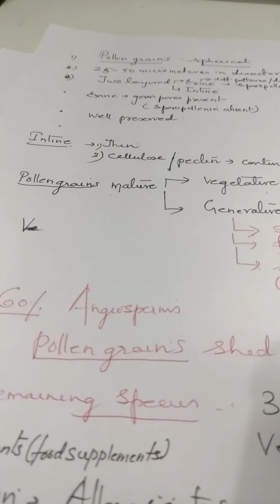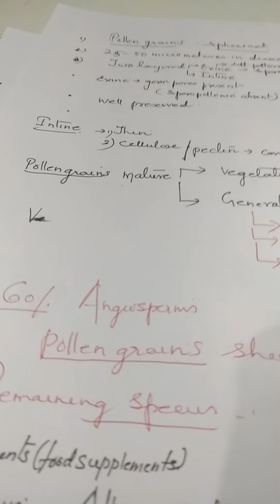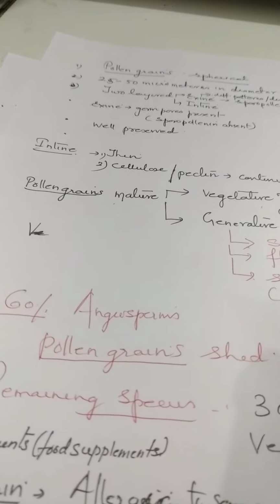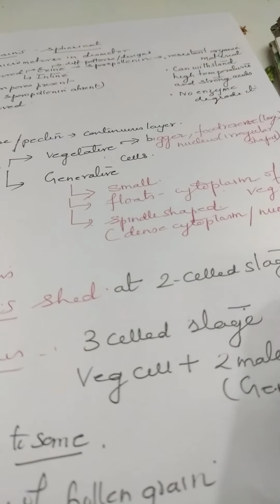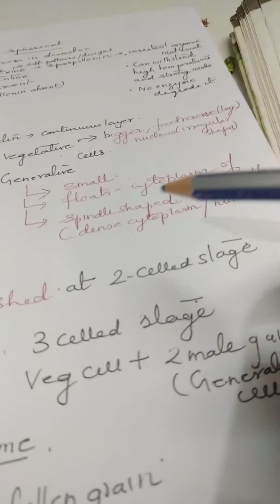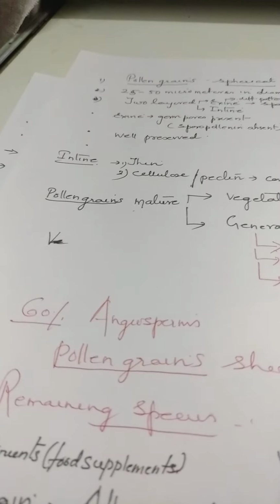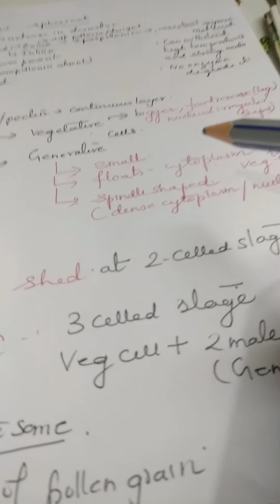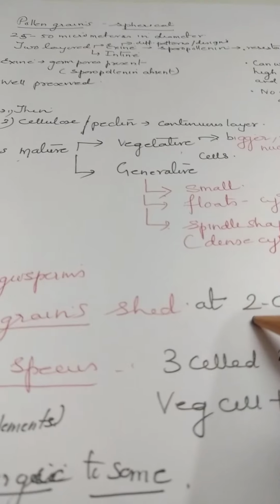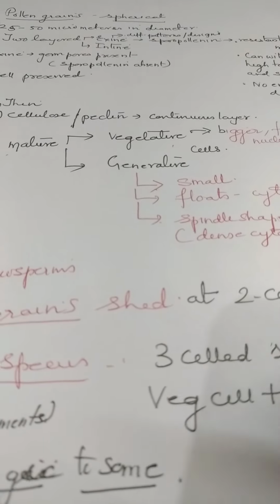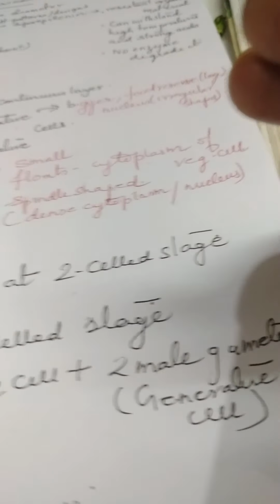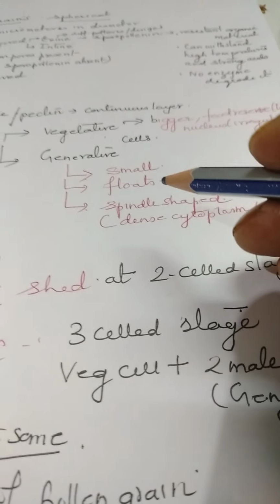In 60% of angiosperms, the pollen grains are shed at the two-cell stage, that is, with a vegetative cell and a generative cell. But in the remaining species, they shed the pollen grains at the three-cell stage. The generative cell gives rise to two male gametes. So including these two male gametes in the vegetative cell, we say it has been shed at the three-cell stage.